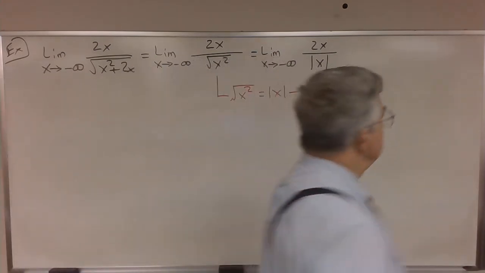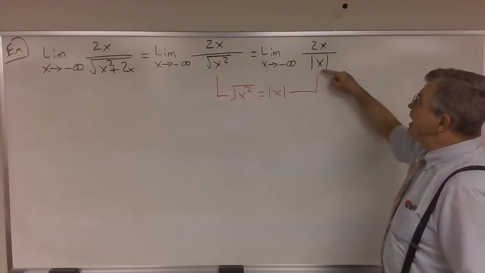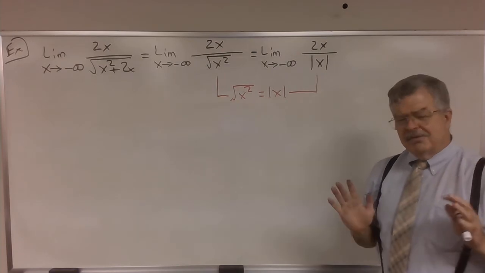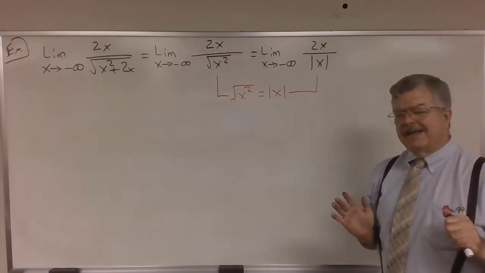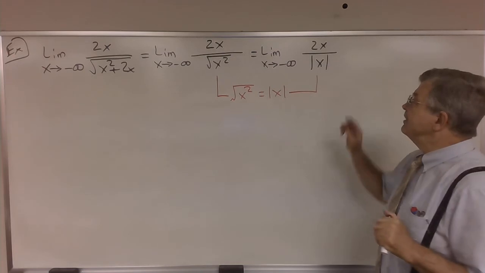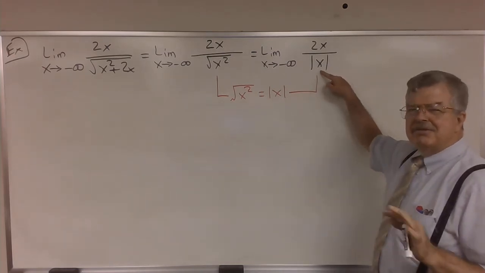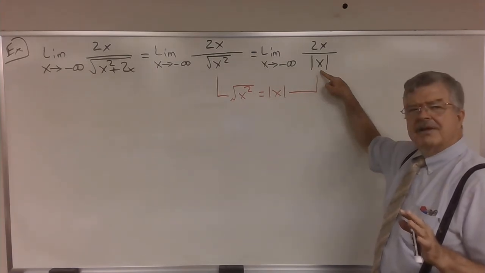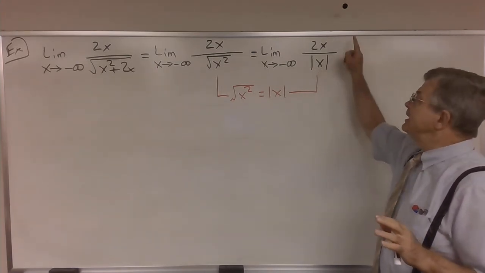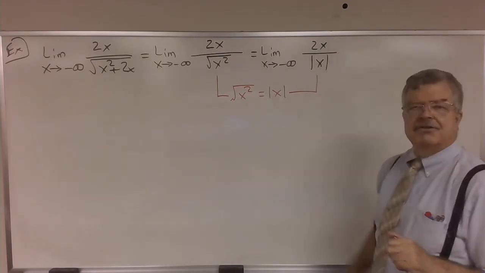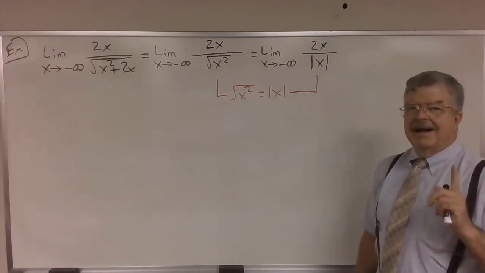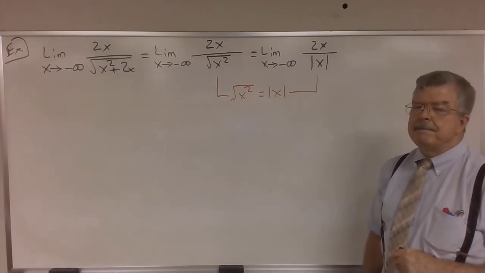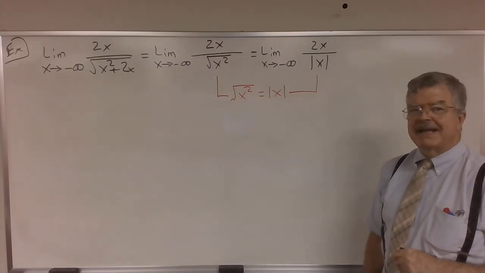Now, what I'd like to do, since I see an x on top and an x on the bottom, is just cancel the x's. The only problem is I can't just automatically do that, because in the bottom I don't just have x, I have absolute value of x. So can I just automatically cancel the x's out and say, oh, we got 2? I'd like to be able to do that, but I can't.